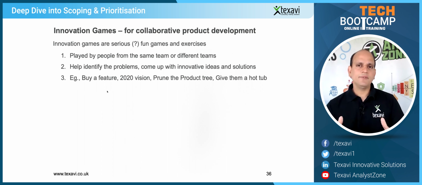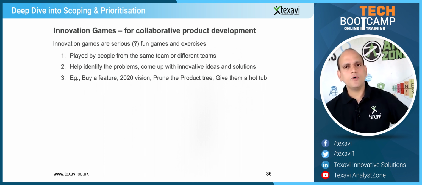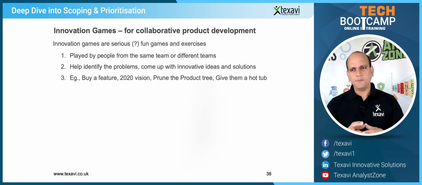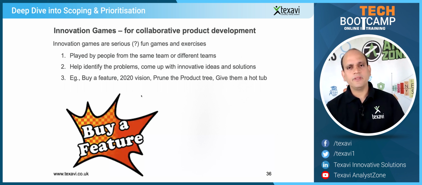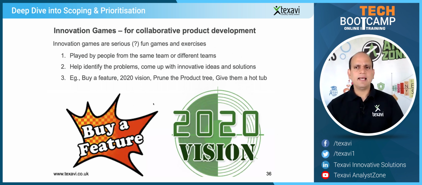So some of the examples for these games are like buy a feature, 2020 vision, prune the product tree, give them a hot tub. If you search them up, I can actually take one more session separately later to only focus on innovation games. Very, very interesting topic, and very relevant to coming up with creative ideas and solutions. So buy a feature, I'll just talk about buy a feature and 2020 vision, for example, just so that you get an idea.